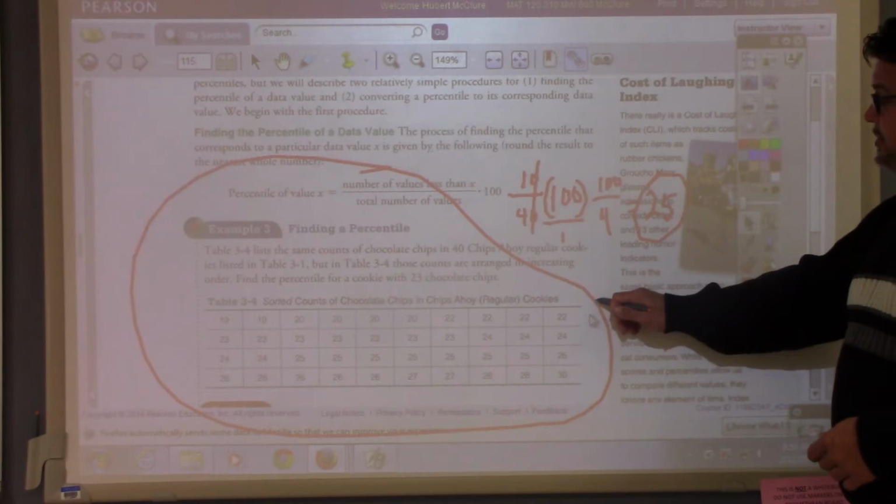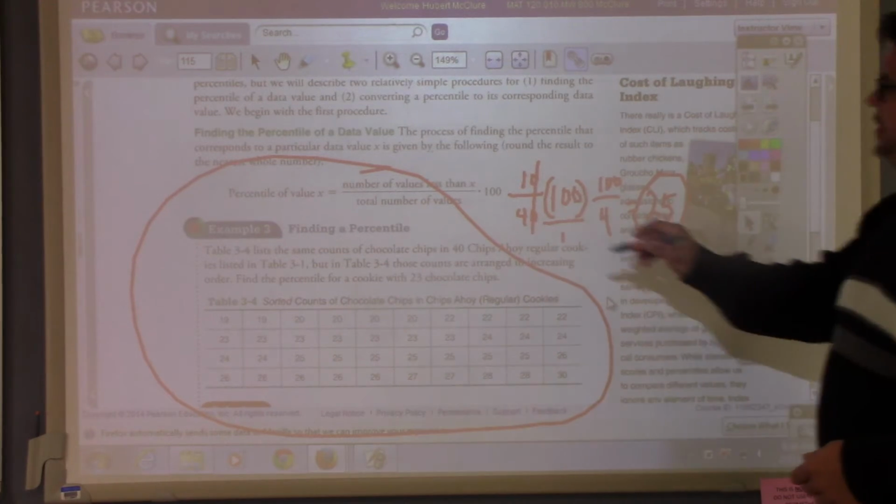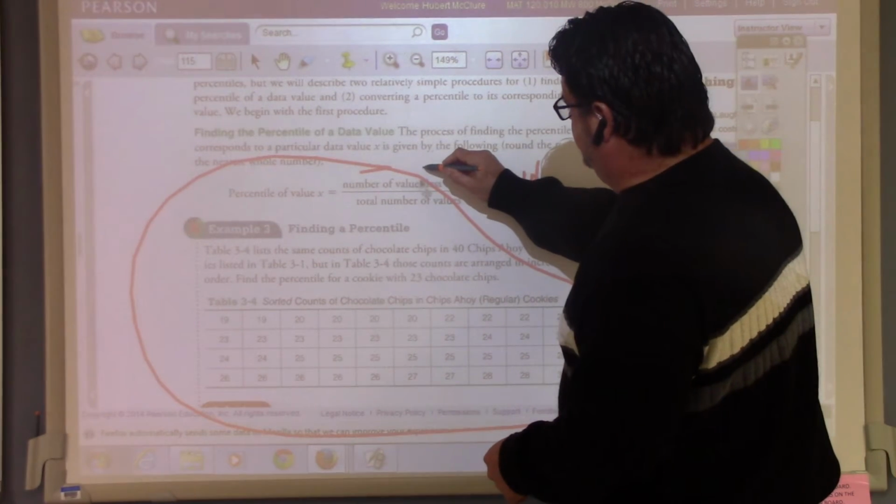What I really want to get to is the box plot, because the box plot is what a lot of people get kind of confused on.